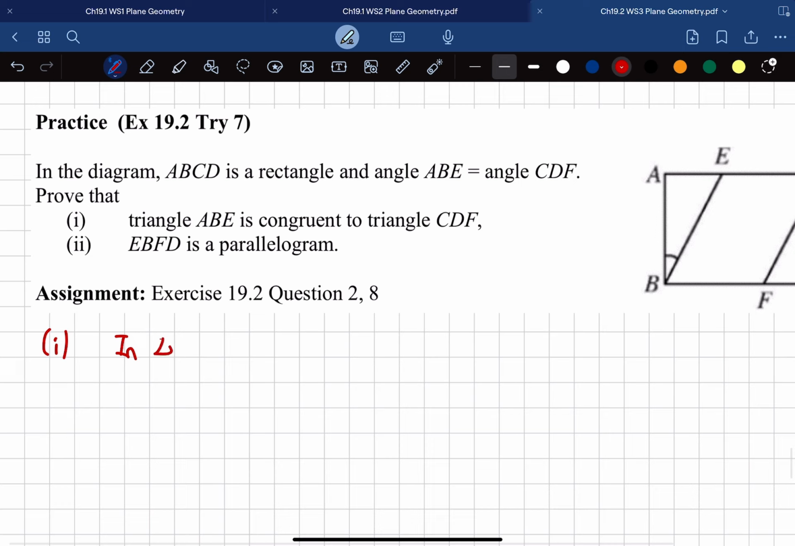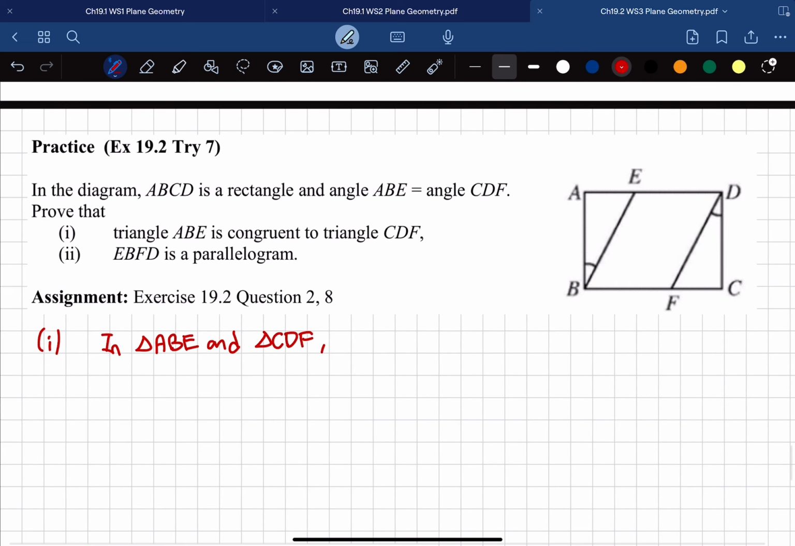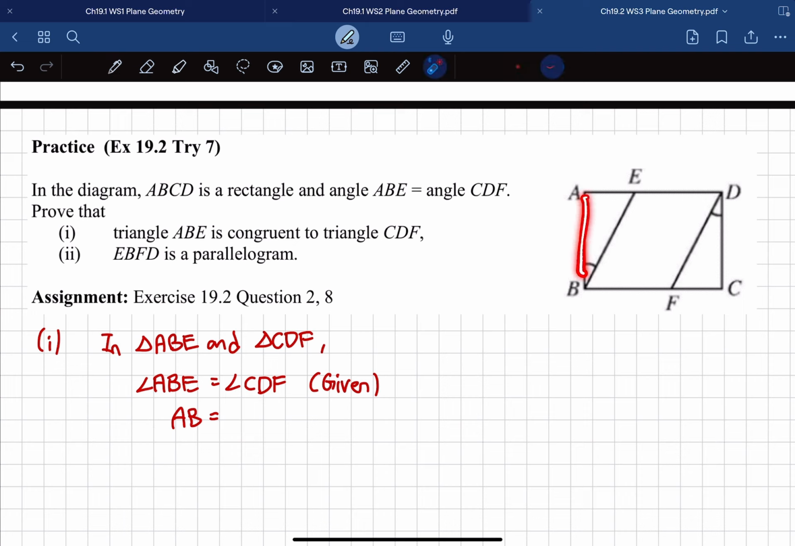I'm looking at triangle ABE and triangle CDF. I know that angle ABE is equal to angle CDF. This is given by the question. Next, the side. I know that AB is equal to DC. AB is equal to CD. Remember to match the vertices.